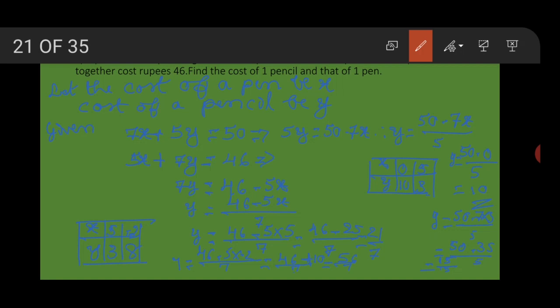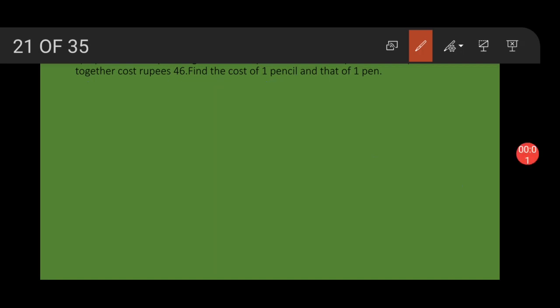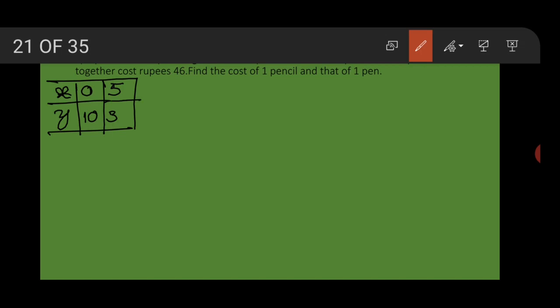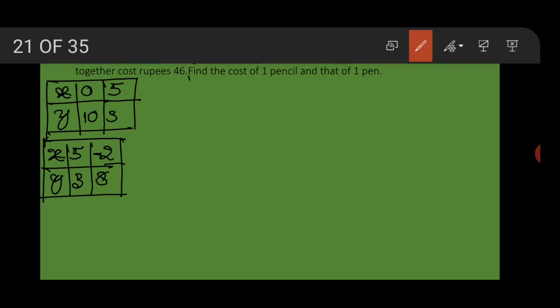Now can you plot the graph for these two equations? Value tables are already found. Value table for the first equation: if the value of x is 0, then y value is 10. If the value of x is 5, value of y is 3. And the second equation's value table is this way: if the value of x is 5, value of y is 3, and if the value of x is minus 2, then the value of y is 8. Using these two value tables, plot the graph.